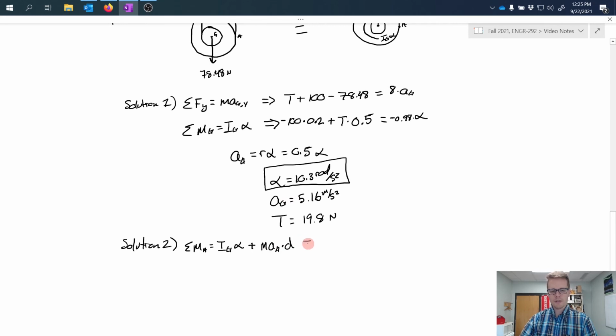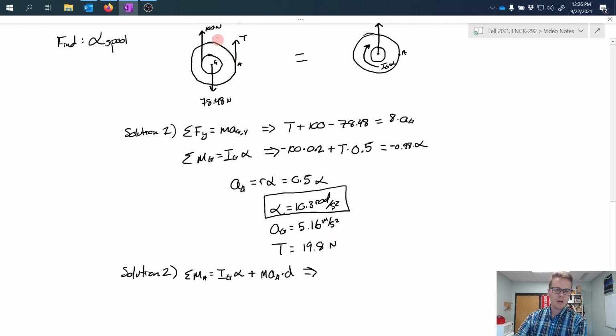Now if I do this, I end up with an equation that looks like this. First, summing my moments about A, for which I have two contributions, one from the 100 Newton force and one from the weight. So I get minus 100 at a distance of 0.7 because I have both radiuses added together, plus 78.48 at a distance of 0.5.